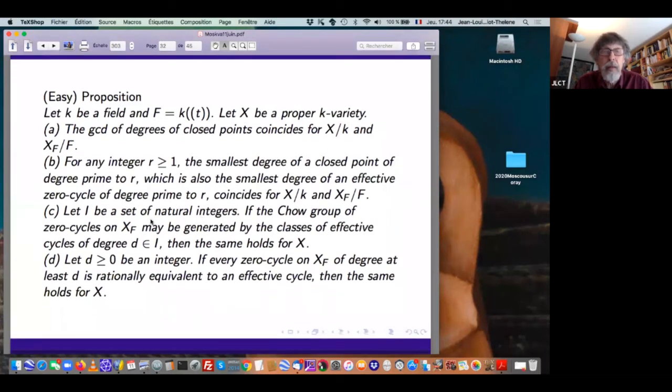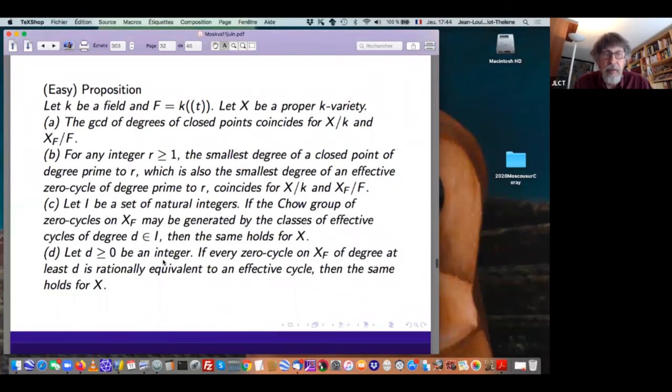Third property: if you take a set I of natural integers, and the Chow group of zero cycles on X_F can be generated by the classes of effective cycles of degree d in I, then the same holds for X. So you're trying to see whether you can generate your Chow group of zero cycles by points of small degree. And fourth, if every zero cycle on X_F of degree at least d is rationally equivalent to an effective cycle, then the same holds for X. This is the analogous property of what we saw for curves of genus g: any zero cycle on a curve of genus g of degree at least g is rationally equivalent to an effective cycle. And we'd like to have such properties on other varieties.